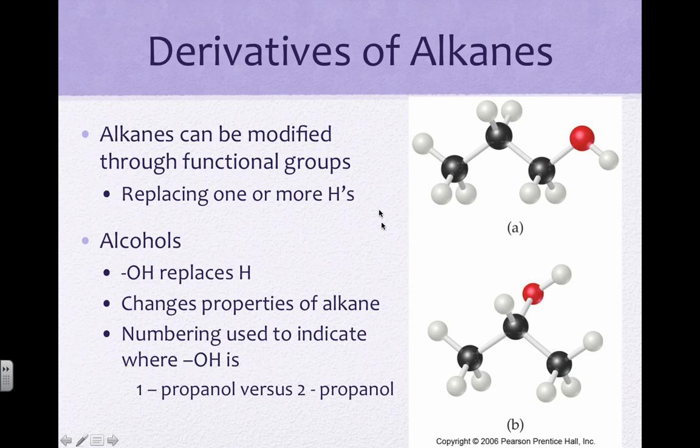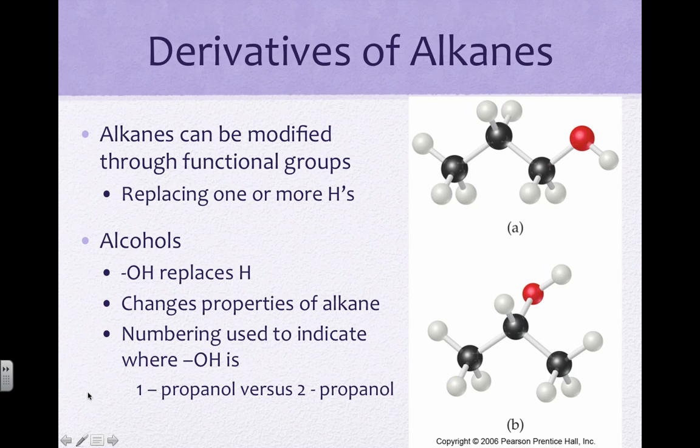Alkanes can be modified in many different ways through the addition of functional groups. So basically you can take one of the H's, remove the bond, and then replace it with something else. The most common ones are alcohols. This is where we use hydroxides in place of an H. And adding this OH group, or adding any functional group, will change the properties of the alkane.